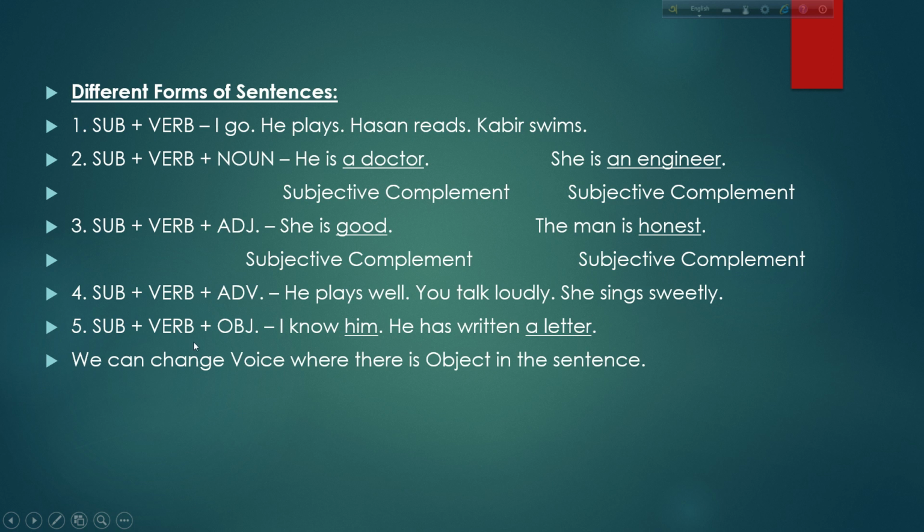And fifth one, subject plus verb plus object. I know him. Here him is an object. I know whom? Him. And he has written a letter. He has written what? A letter. So a letter is an object here. So we can change voice where there is an object in the sentence. We should always remember this.